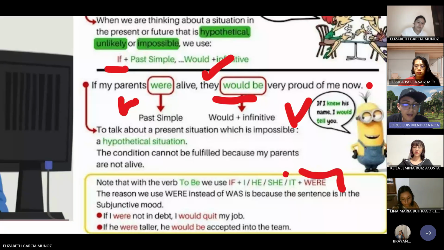For example, here we have: if I were not in debt, I will quit my job. Como si no estuviera endeudado, dejaría mi trabajo. In the other one, we have: if he were taller, he will be accepted into the team. It will be like, si fuera más alto, sería aceptado en el equipo. This is not possible to happen because the person is not going to grow. In that example, we use were in both cases with all the pronouns. The next one, please.